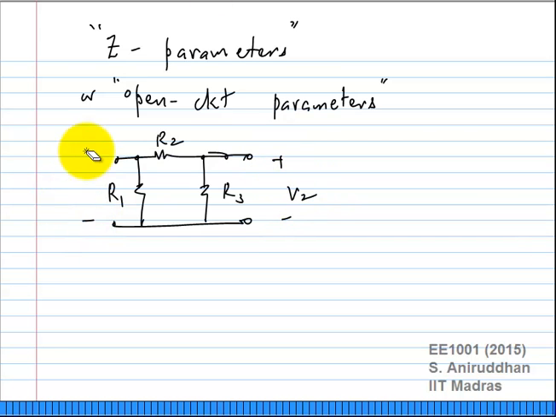Okay, actually I won't define these. I'll call this 1, 1 prime, 2, 2 prime. For the same network, I want you to find out the Z parameters as homework. Now, what do you think will be the relationship between the Z parameters and the Y parameters? Take Z11 and Y11. What do you think the relationship will be between them?